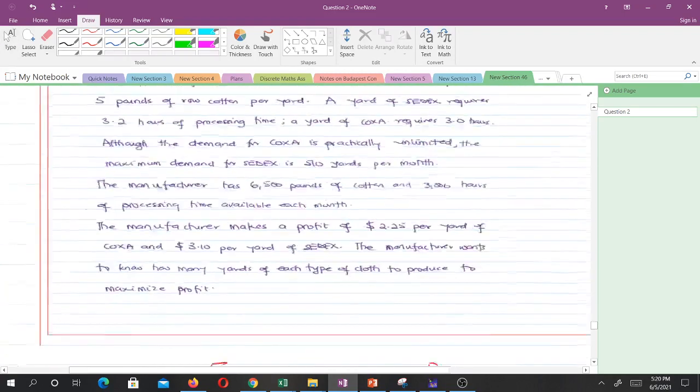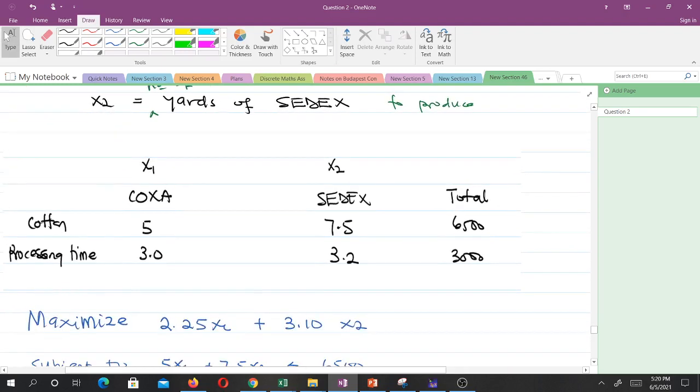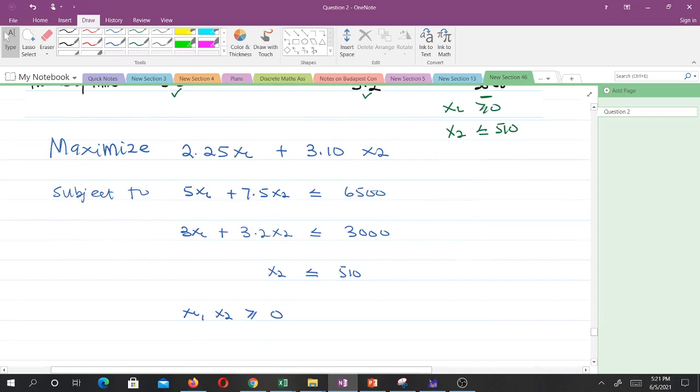Okay. So in formulating the LP model, we can let x1 be equal to the number of yards of Kosa to produce. Then x2 to be the number of yards of Sedex to produce. Okay. Right. So from the question, Kosa requires what? 5 cotton per yard. Sedex was 7.5. And the total number of cotton was 6,500. The processing time, Kosa requires 3 hours per yard, and Sedex was 3.2. The total was 3,000 hours, and it said that the demand for Kosa was unlimited. That means it's greater than or equal to 0, and that of the Sedex was limited to 510. Okay, so from that information, we can formulate the LP model.